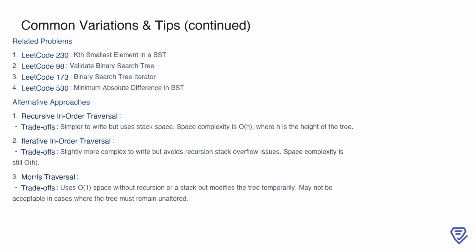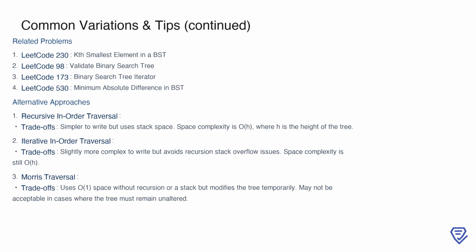In terms of alternative approaches, recursive in-order traversal is a classic method that's straightforward to implement, with a space complexity of O(H), where H is the height of the tree. However, it uses stack space, which can be a limitation in certain scenarios. Iterative in-order traversal avoids recursion and is more suitable for environments where stack overflow is a concern, though it can be slightly more complex to write.